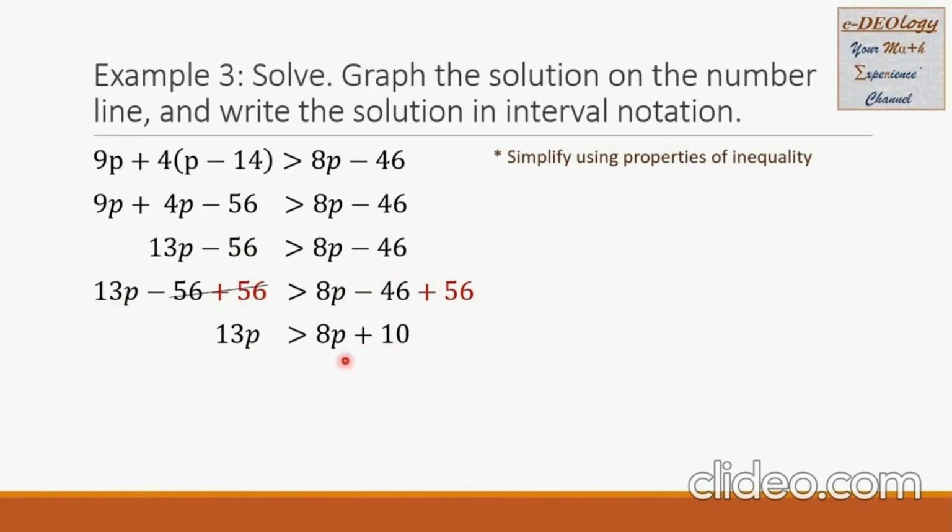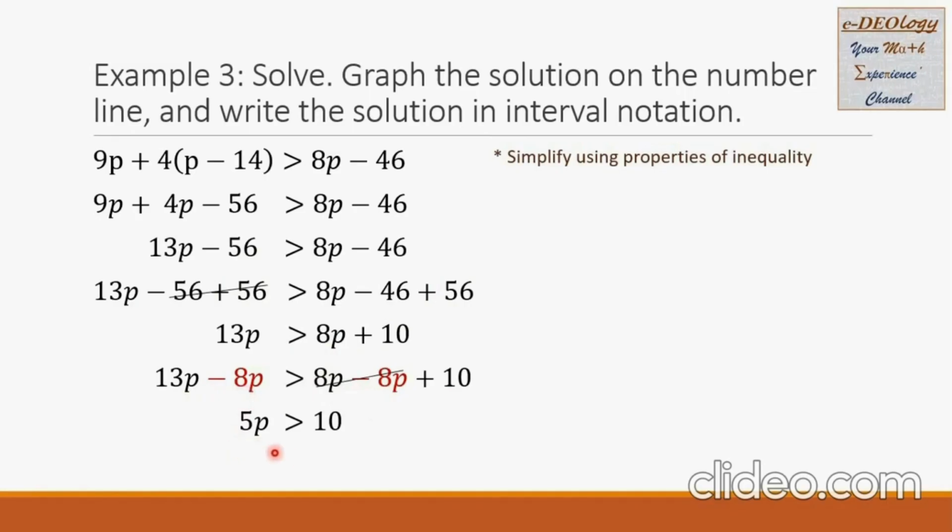Next, the 8p, we want to remove this on the right side. So I'm going to put negative 8p here to cancel this 8p later. Of course, I should not forget on the left side, I should also put negative 8p. Then I can now cancel this 8p minus 8p. This positive 10 comes down here. Then simplifying the 13p minus 8p is 5p.